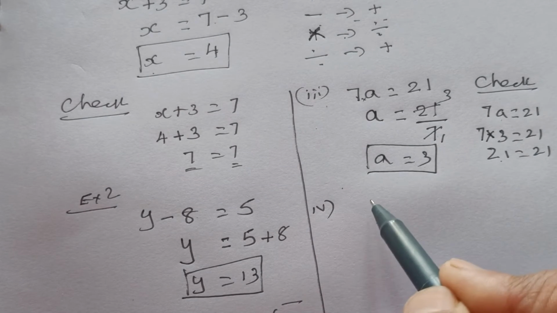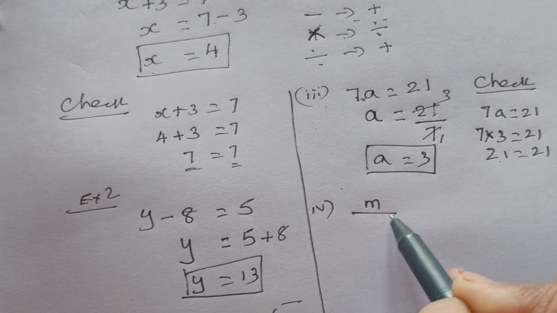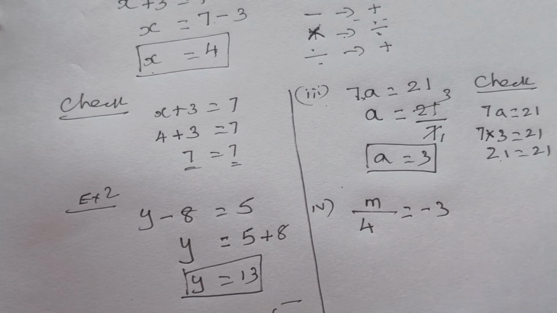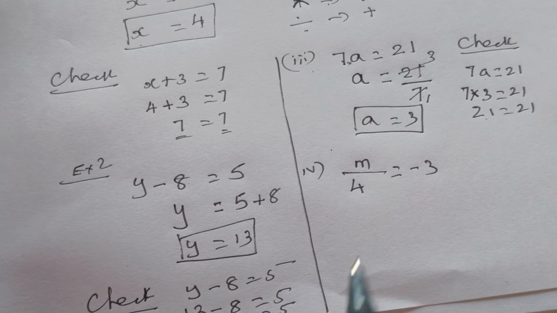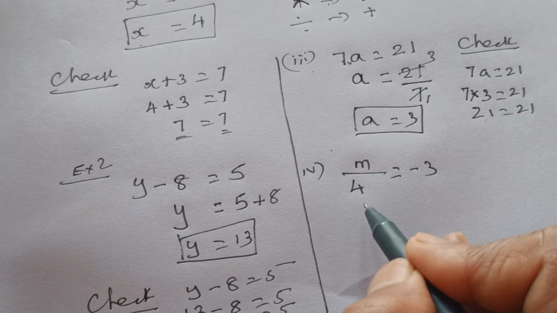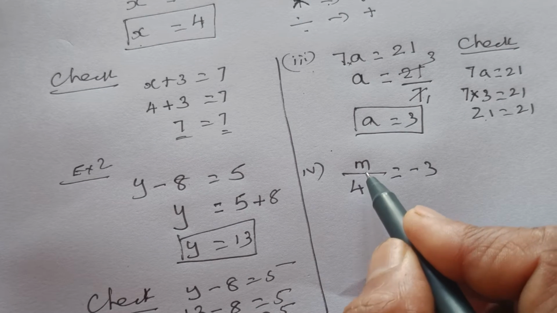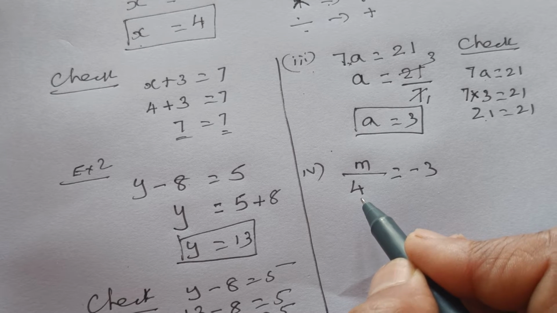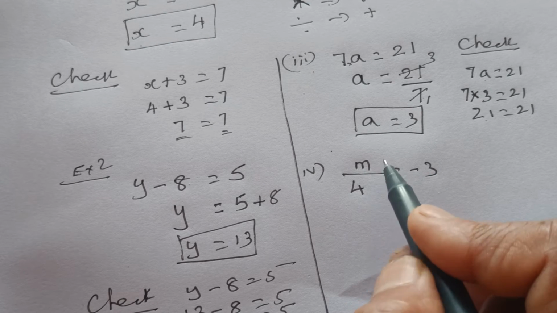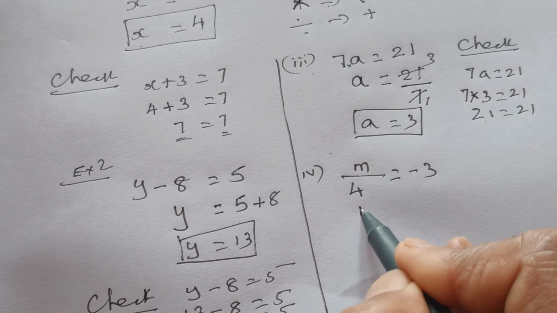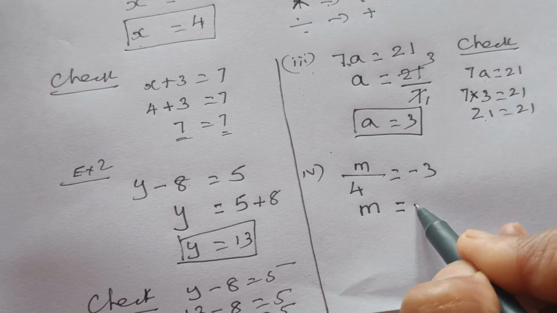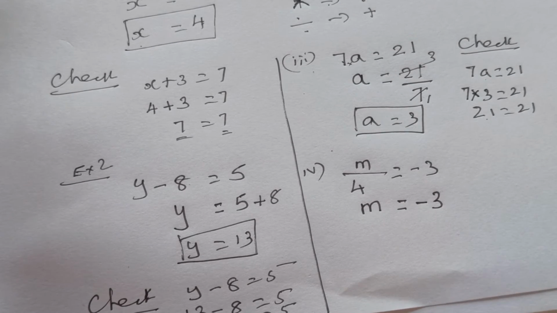Now we'll see another example. m by 4 is equal to minus 3. Which is the variable here? m is the variable. All the alphabets from A to Z are variables and the numbers are constants, isn't it? So keep the variable on the left hand side, and the right hand side number as it is, you write minus 3.